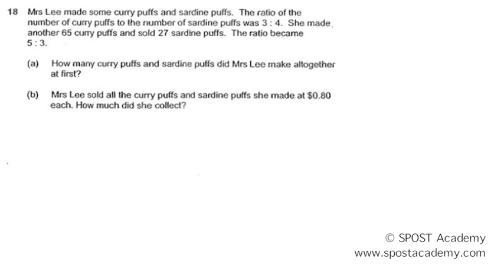Mrs. Lee made some curry puffs and sardine puffs. The ratio of the number of curry puffs to the number of sardine puffs was 3:4. She made another 65 curry puffs and sold 27 sardine puffs. The ratio became 5:3. How many curry puffs and sardine puffs did Mrs. Lee make all together at first?